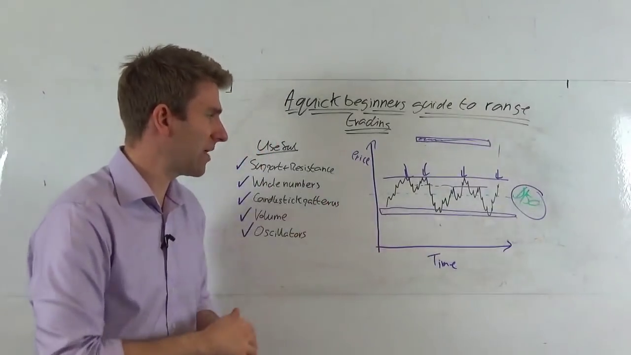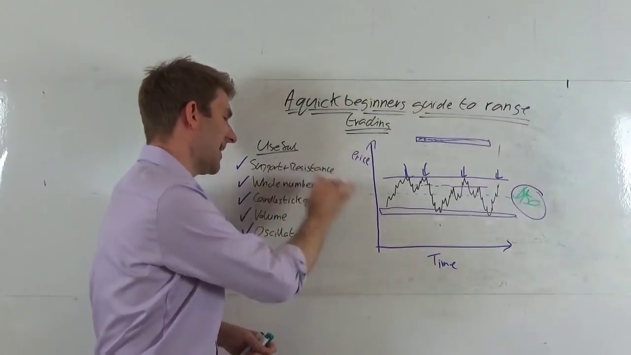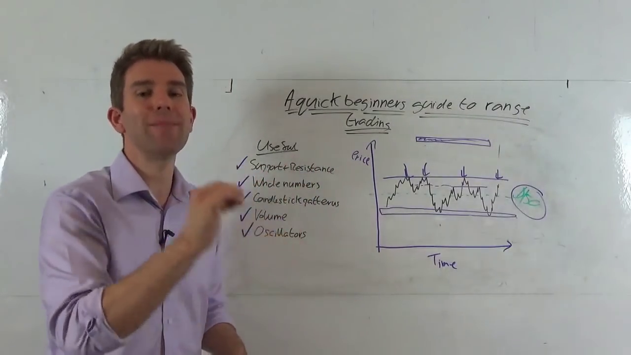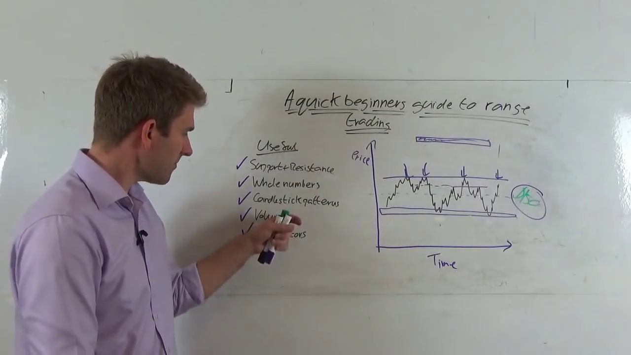Don't need to go through all of them. We talked about candlestick patterns before, so go and check out the video on candlestick patterns, but this is something that is very, very useful for timing the entry of the trade when you're range trading. Number 4, volume.